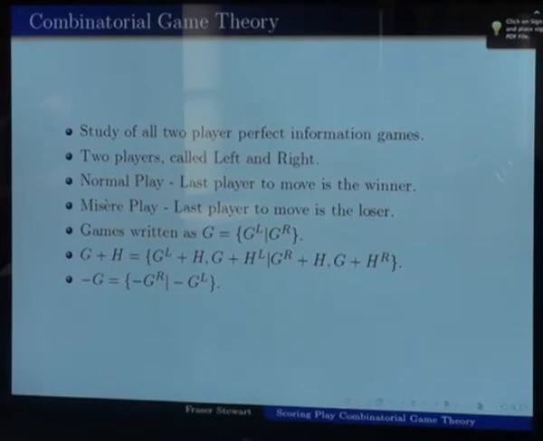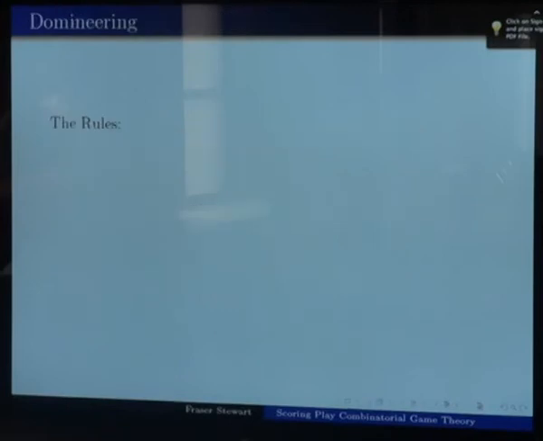We also have the negative of a game, which is basically just swapping all the left options for right options. If we were playing Go, for example, we would just swap all the black pieces for white pieces and vice versa. So you're just swapping around all the players' moves, and we call that the negative of a game G. Let's just look at a little example.